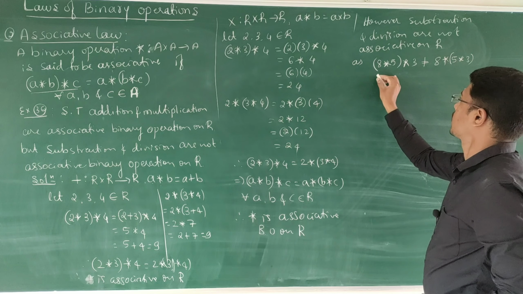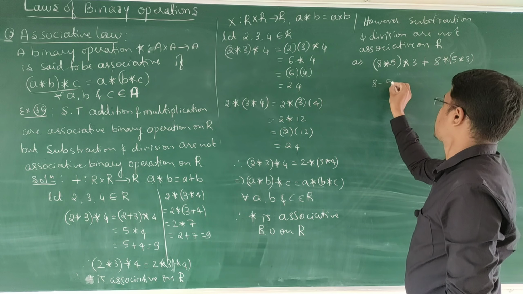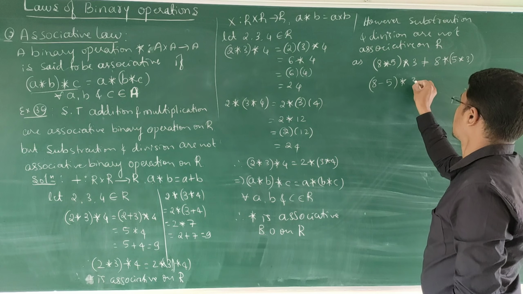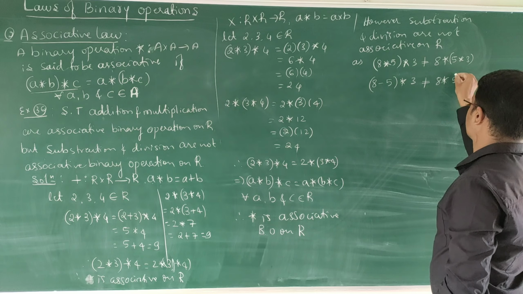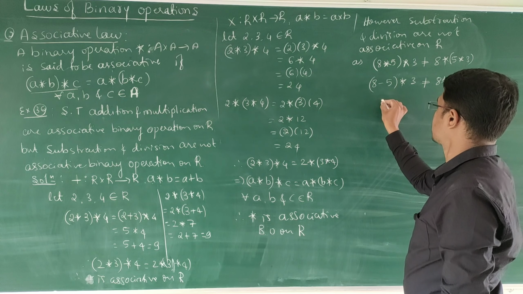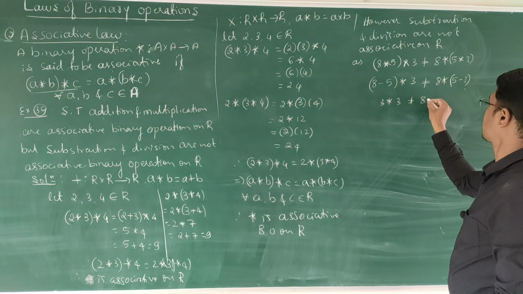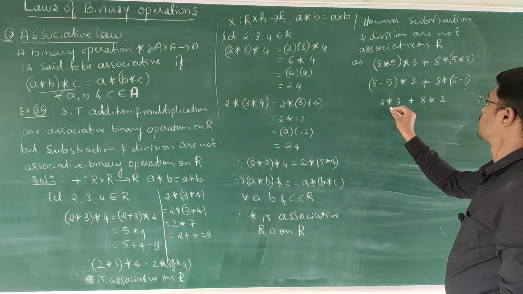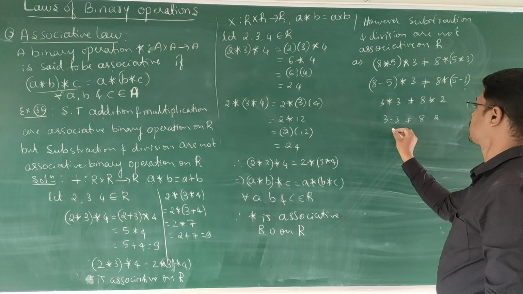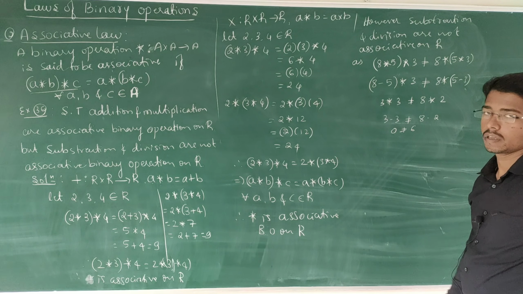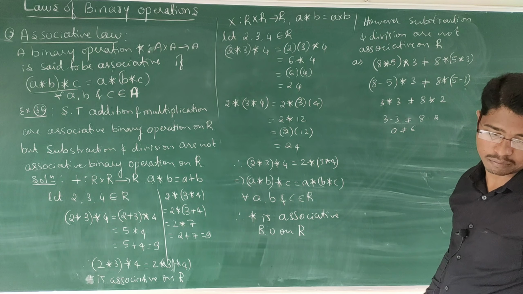See how it is not equal. Here star means subtraction. (8 minus 5) star 3: 8 minus 5 is 3, star 3, so 3 minus 3 is 0. This is not equal to 8 star (5 minus 3), where 5 minus 3 is 2, so 8 minus 2 is 6. So 0 is not equal to 6. Therefore subtraction is not associative on the set of real numbers.